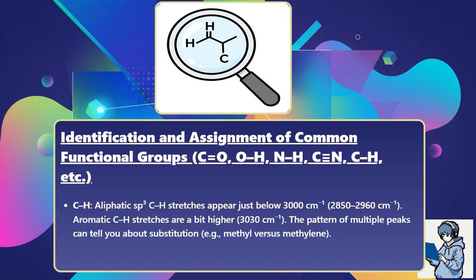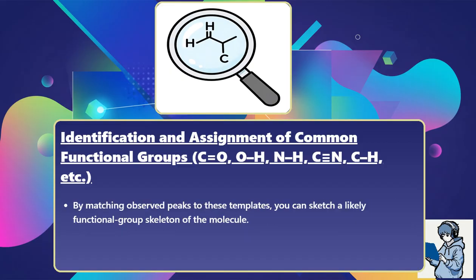C-H: aliphatic sp3 C-H stretches appear just below 3,000 cm⁻¹, 2,850 to 2,960 cm⁻¹. Aromatic C-H stretches are a bit higher, around 3,030 cm⁻¹. The pattern of multiple peaks can tell you about substitution, for example methyl versus methylene. By matching observed peaks to these templates, you can sketch a likely functional group skeleton of the molecule.